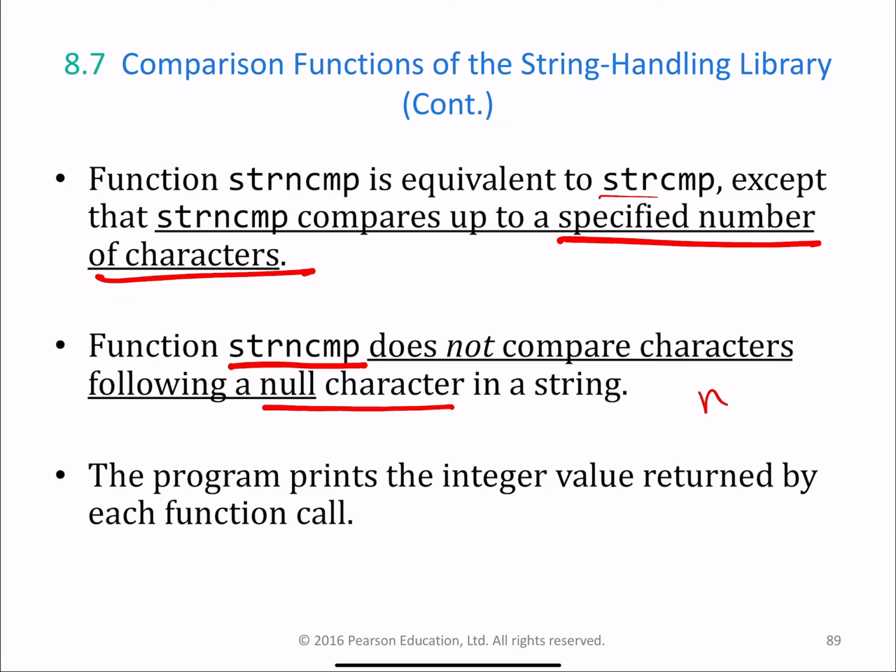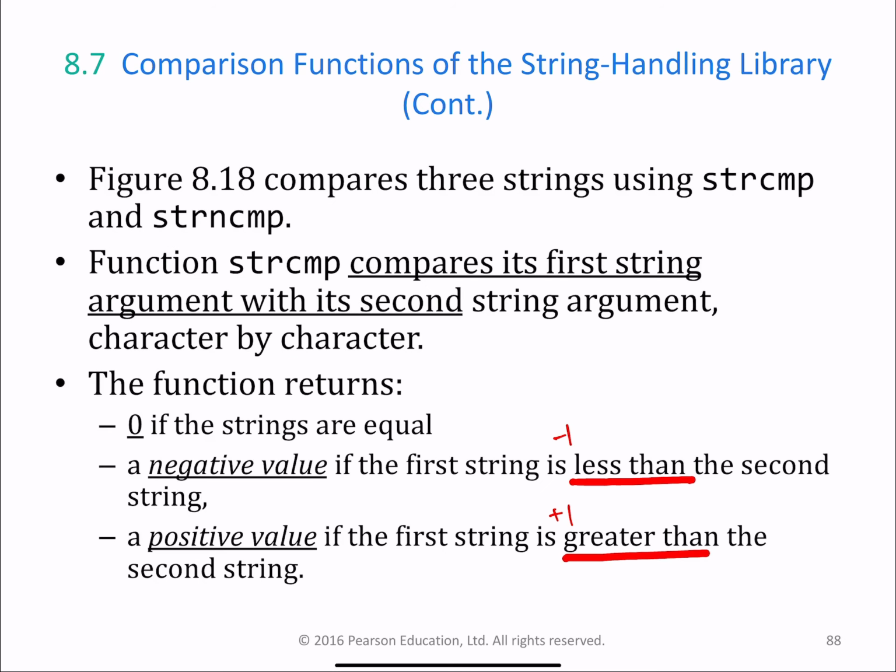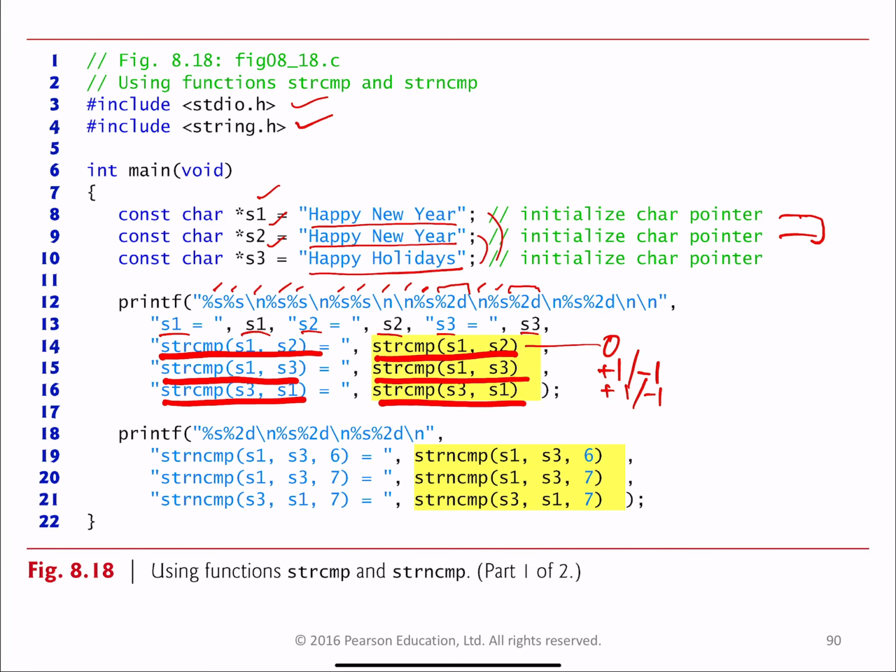Now, let me just jump back. And let's read this again. A negative value if the first string is less than the second string. Okay, so let's see what we mean by less than and greater than. You know that when you look up a word in a dictionary, words are placed in alphabetical order. You can think of words that appear first as having a smaller value associated with them. And words that appear later down the list, later in the dictionary, are mapped to a larger number.